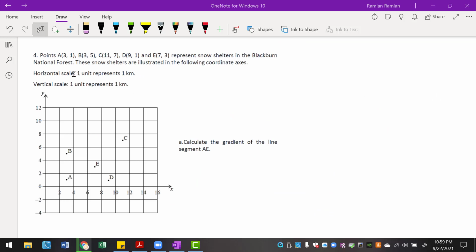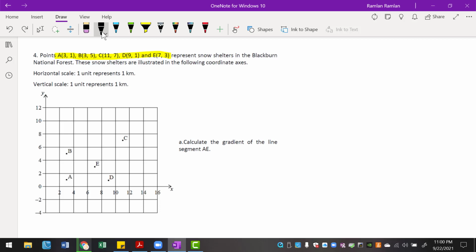Number 4, points A, B, C, D, and E are given in here. I'm going to use this one, A, B, C, and E. We have these points, and they have also been marked in the Cartesian plane, which is this one, right? A, B, C, D, and E, which represent snow shelters in the Blackburn National Forest. These snow shelters are illustrated in the following coordinate axes. Horizontal scale: 1 unit represents 1 kilometer. Vertical scale: 1 unit represents 1 kilometer. So it's proportional for the x and y.